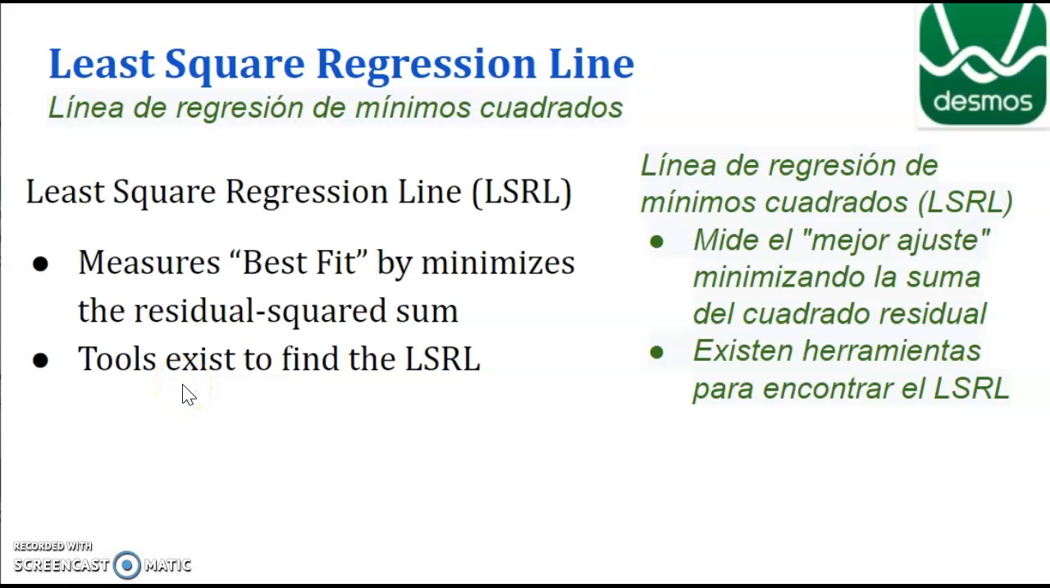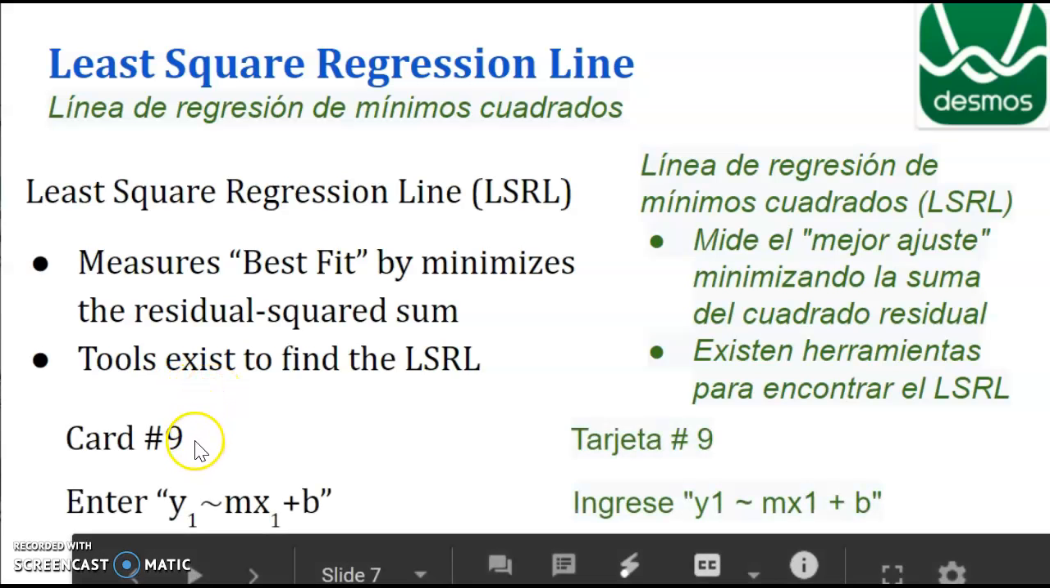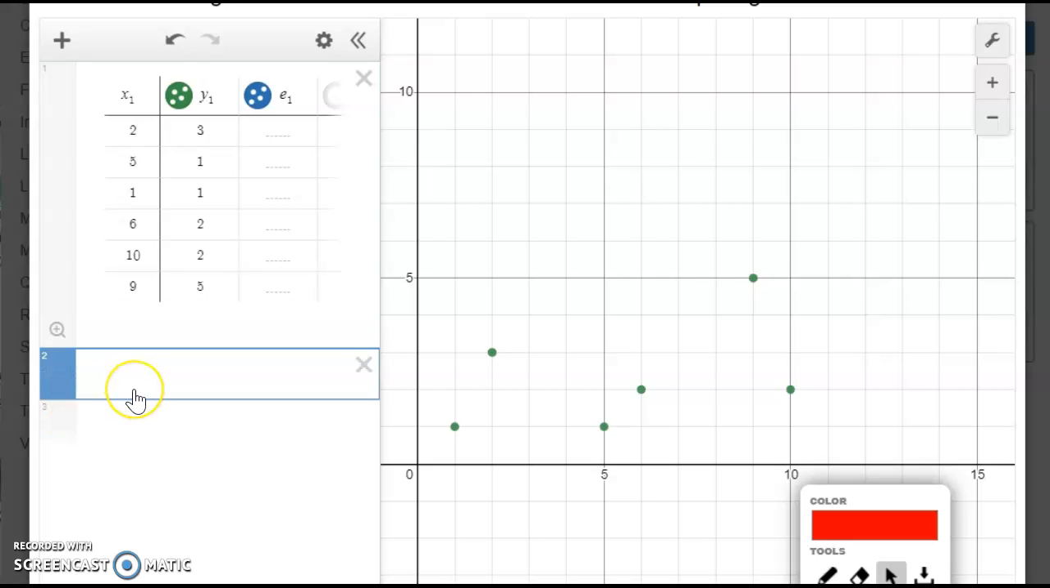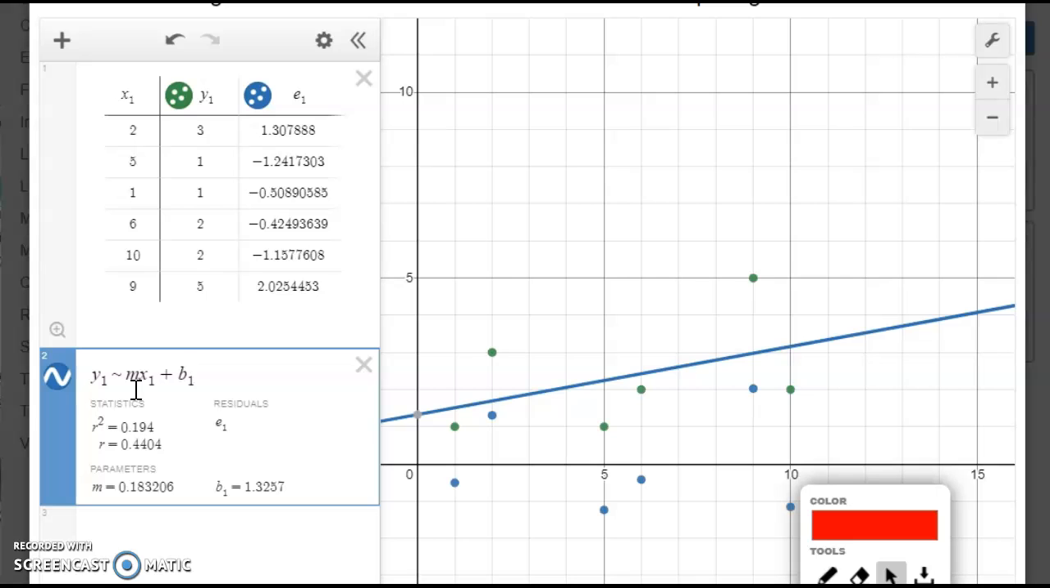It's a graphing calculator. To do that, you are going to go to card number 9 of Desmos, and on that you are just going to enter y1 with this curly tilde, and that is on your keyboard. It's on the top left corner, right next to the number 1 key. Where there is number 2 here, click on number 2, and it's going to open up a new window. You want to type in y followed by 1, and then find that curly tilde, which is to the left of the number 1 key, so it's shift there. Then type mx1 plus b1.